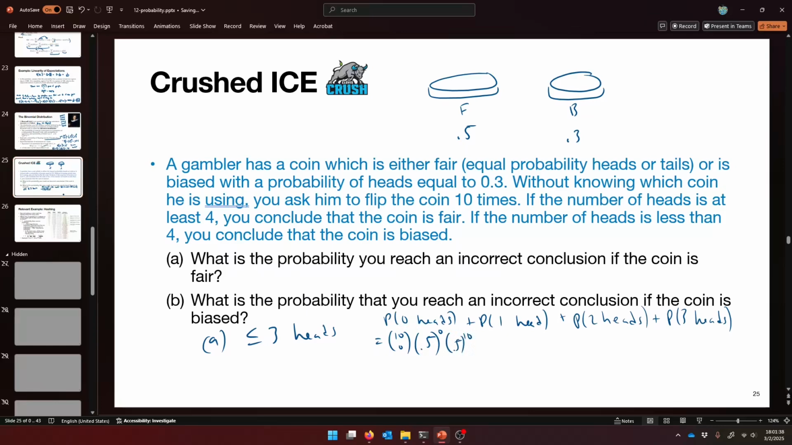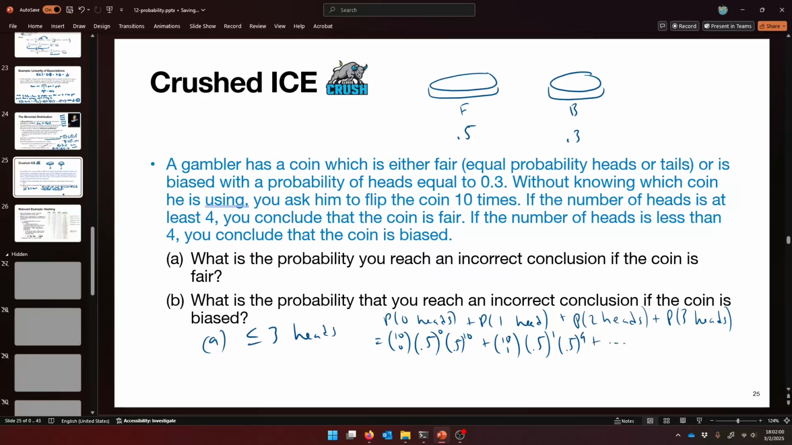That's that one, plus the probability of seeing 1 head. How many ways are there to see just 1 head anywhere in your flipping of 10 coins? 10 choose 1 times the probability of success for the fair coin. You saw 1 success, times the probability of failure for the fair coin to the number of failures that you saw.